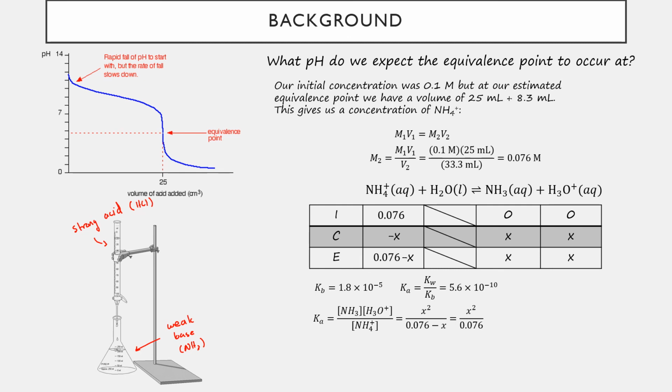making the approximation that it's just x squared over 0.076. With a little bit of rearrangement, we can solve for x, which becomes the square root of 0.076 times the acid dissociation constant Ka. That leaves us with a number of 6.52 times 10 to the minus 6. This is also equivalent to the ammonia concentration and the hydronium concentration. Here, we're interested in the hydronium concentration. If we know the hydronium concentration to be 6.52 times 10 to the minus 6, then I can take the negative log of that concentration, yielding a pH of 5.19. And that is where we would expect the equivalence point to occur in this particular reaction.